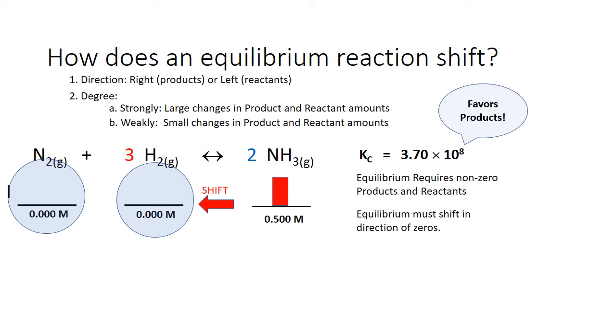It has to, because at equilibrium we have to have non-zero amounts. But keep in mind that this is an equilibrium that favors the products, and so we're beginning with products, we don't expect much of a change.